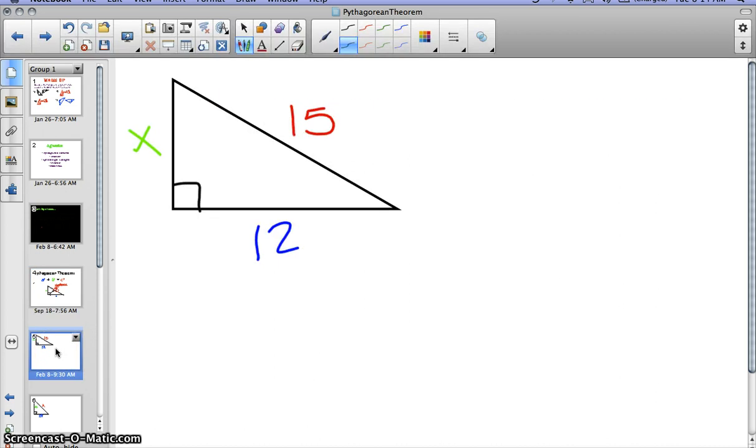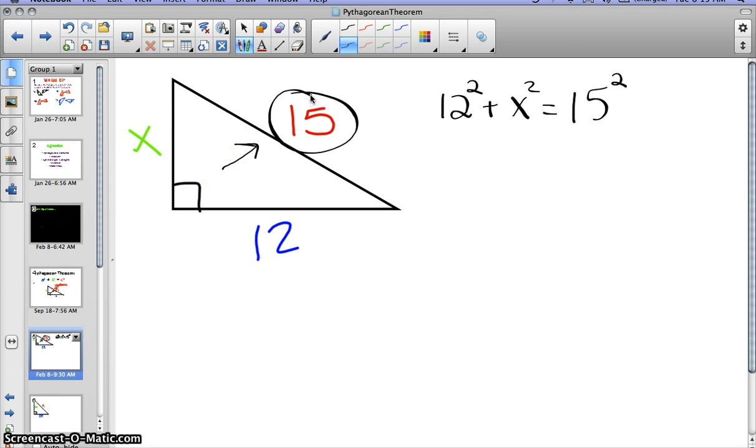Here I have a triangle with sides 15, 12, and x. We're going to plug these numbers into the Pythagorean theorem to solve for x. Again, we set it up just the way we had it before. We've got 12 squared plus x squared equals 15 squared. Remember, the side opposite the right angle is our hypotenuse. That is our c value.